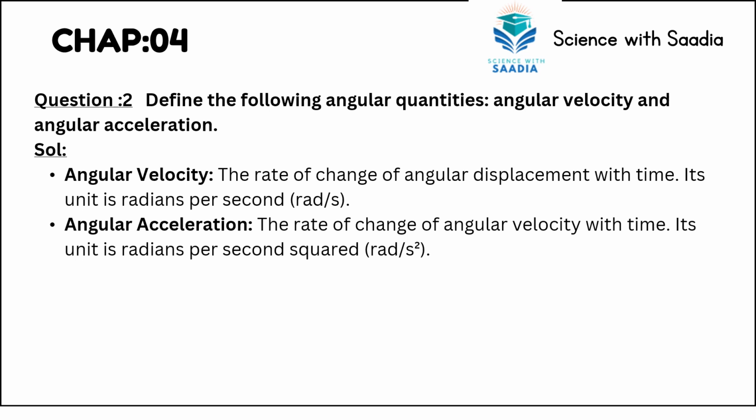Next is angular acceleration, and angular acceleration is the rate of change of angular velocity with time. Its unit is radian per second squared. The unit of angular velocity is radians per second, and another second is added, so the unit becomes radians per second squared.